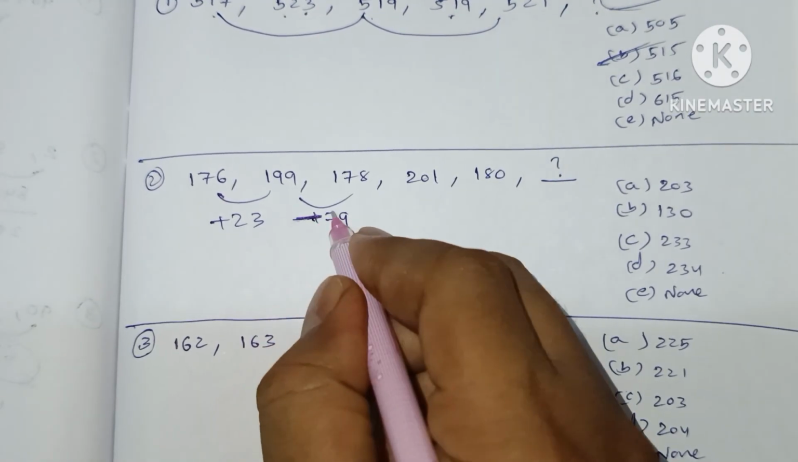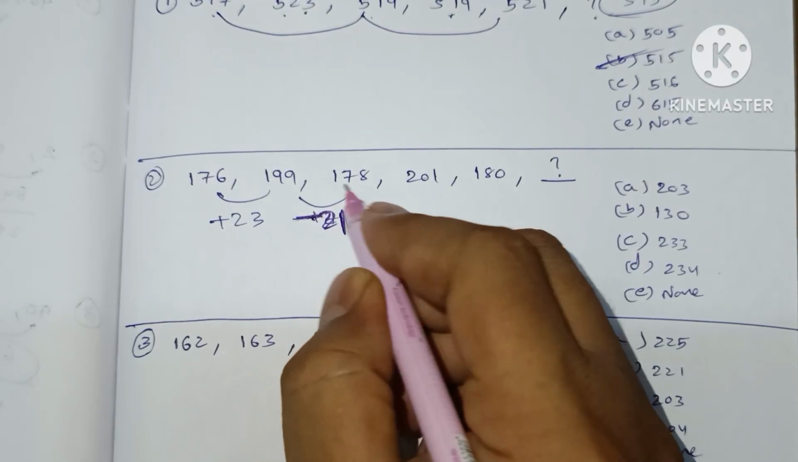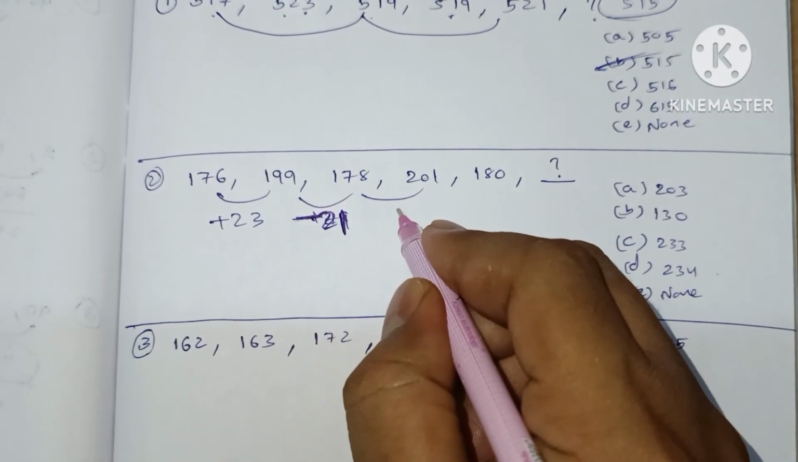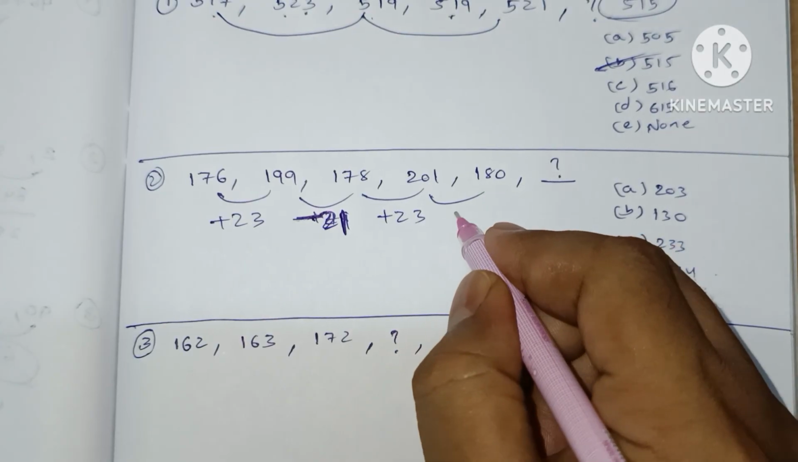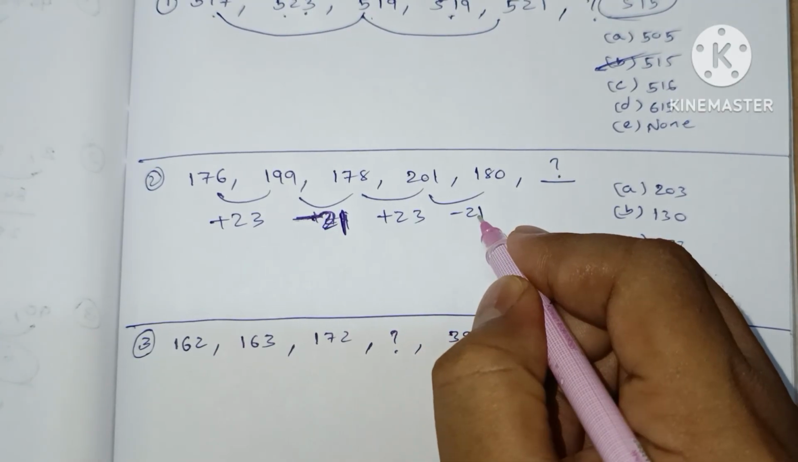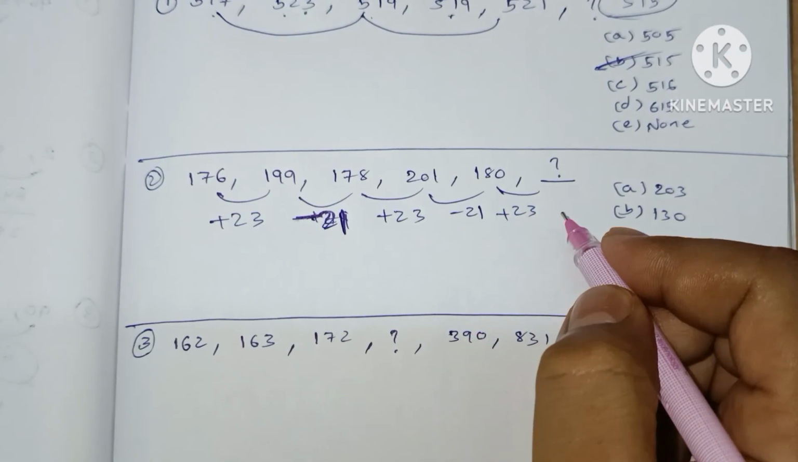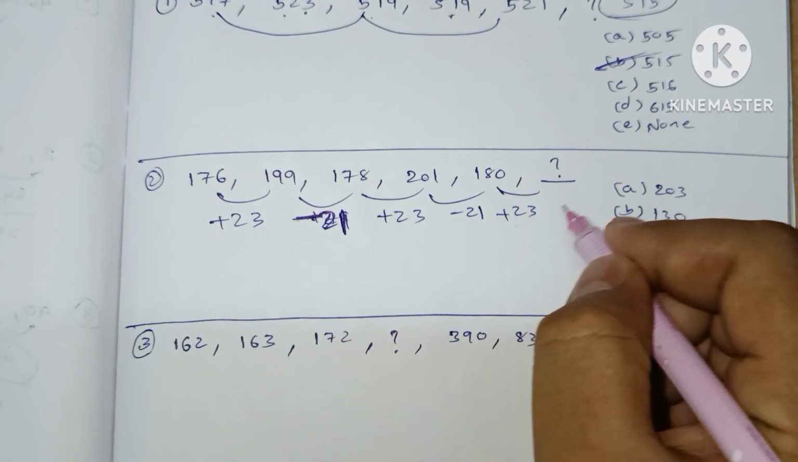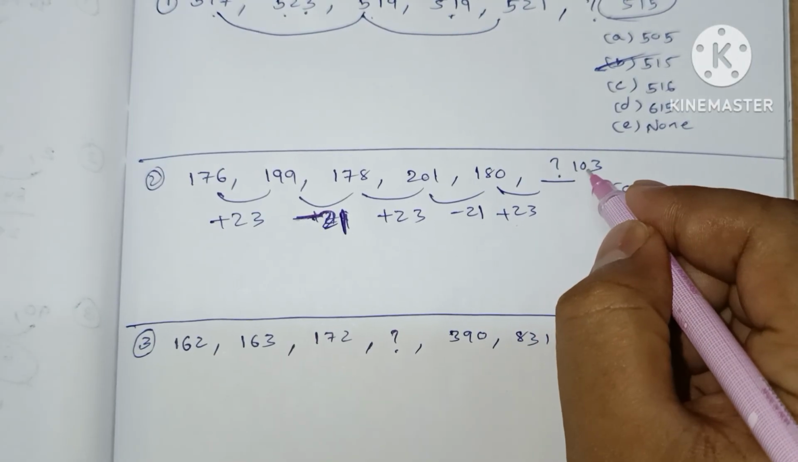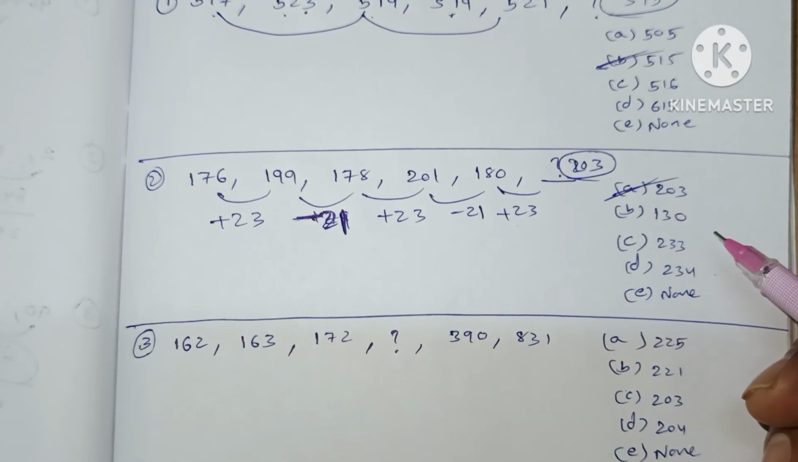Here the difference is minus 1 and 2. Minus 21. Here the difference is plus 23. Here the difference is minus 21. So here there must be 23 plus 23. So our answer will be 180 plus 23, which will be 203. Answer will be 203, option A.